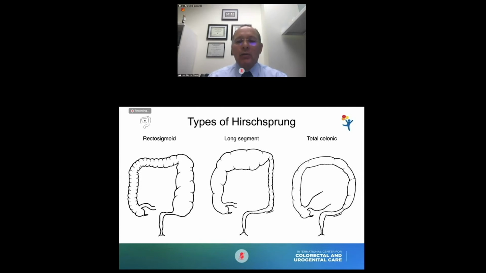As you can see now, the most frequent type of Hirschsprung is this rectosigmoid. But even though you can see in the gray line, whatever the type of Hirschsprung, always the rectum is the organ that is going to provide the diagnosis, because the diagnosis is based on a rectal biopsy, as we will see.